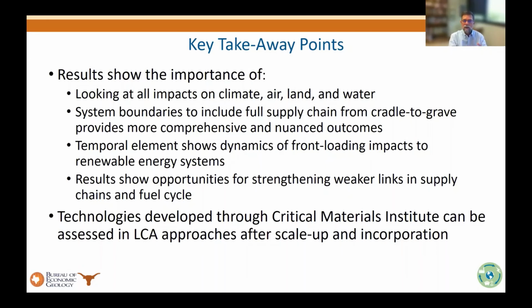The system boundaries need to include cradle to grave. If you include just one element of this, very often you're missing these nuanced outcomes, which I tried to show. The temporal element is a big issue, particularly when we're looking at different energy sources that are going between baseload and intermittent. And these really show where we can strengthen these weak links in the supply chain and in the fuel cycle. How can we get more energy for our communities and our countries while essentially maintaining or reducing environmental impacts?